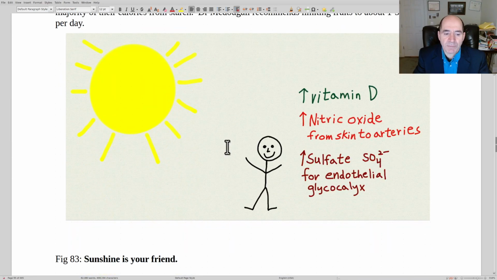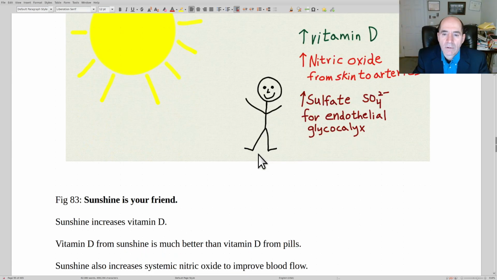I also was making the point that sunshine will increase nitric oxide. It increases vitamin D, of course. It also increases the sulfates. It's a long story, but it increases availability of sulfates for having a good endothelial glycocalyx. We're definitely designed to get a lot of sunshine, and it's much, much better to get your vitamin D from the sun than to take it as a pill.